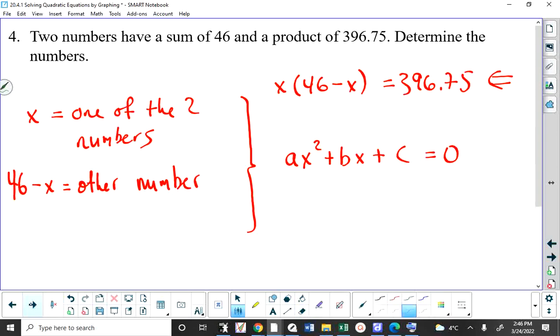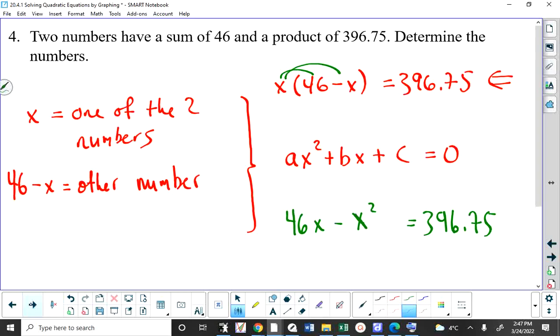Well, I distribute that x through, and I get 46x minus x squared equals 396.75. And now I have to talk about something that I haven't talked about. You look at this and you see the x squared and you go, oh, it's quadratic. This is not a linear equation, it's quadratic. And that means you have to zero the equation. Always zero a quadratic equation. This is the new thing.